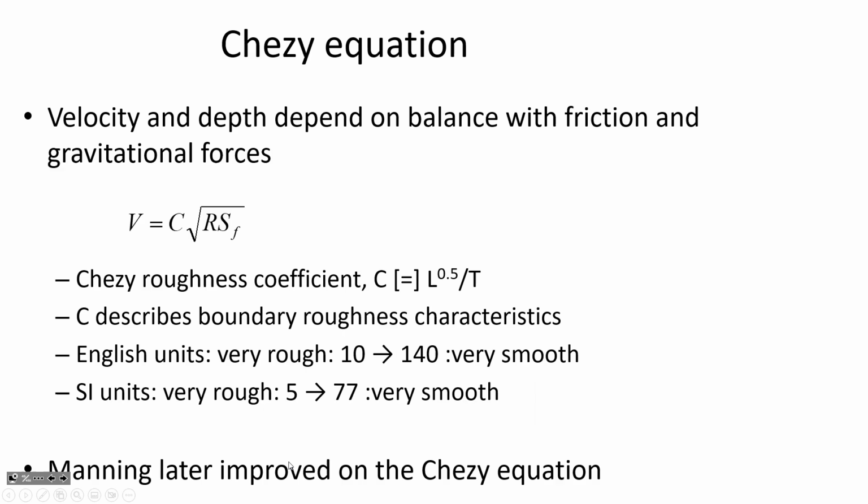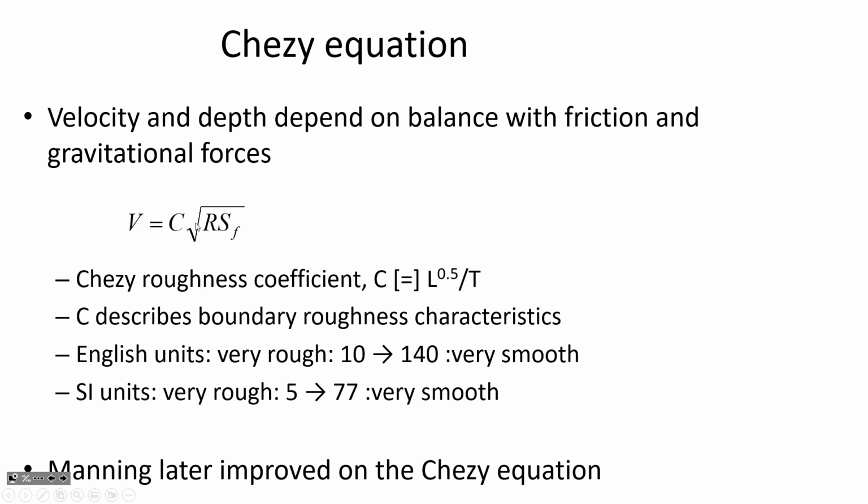All right. Now, another one of the flow resistance equations, an empirical equation that was developed years and years ago, was the Chezy equation. And what Chezy observed was that there was a relationship between the velocity of flow through a conduit and the square root of the energy grade line and the hydraulic radius.